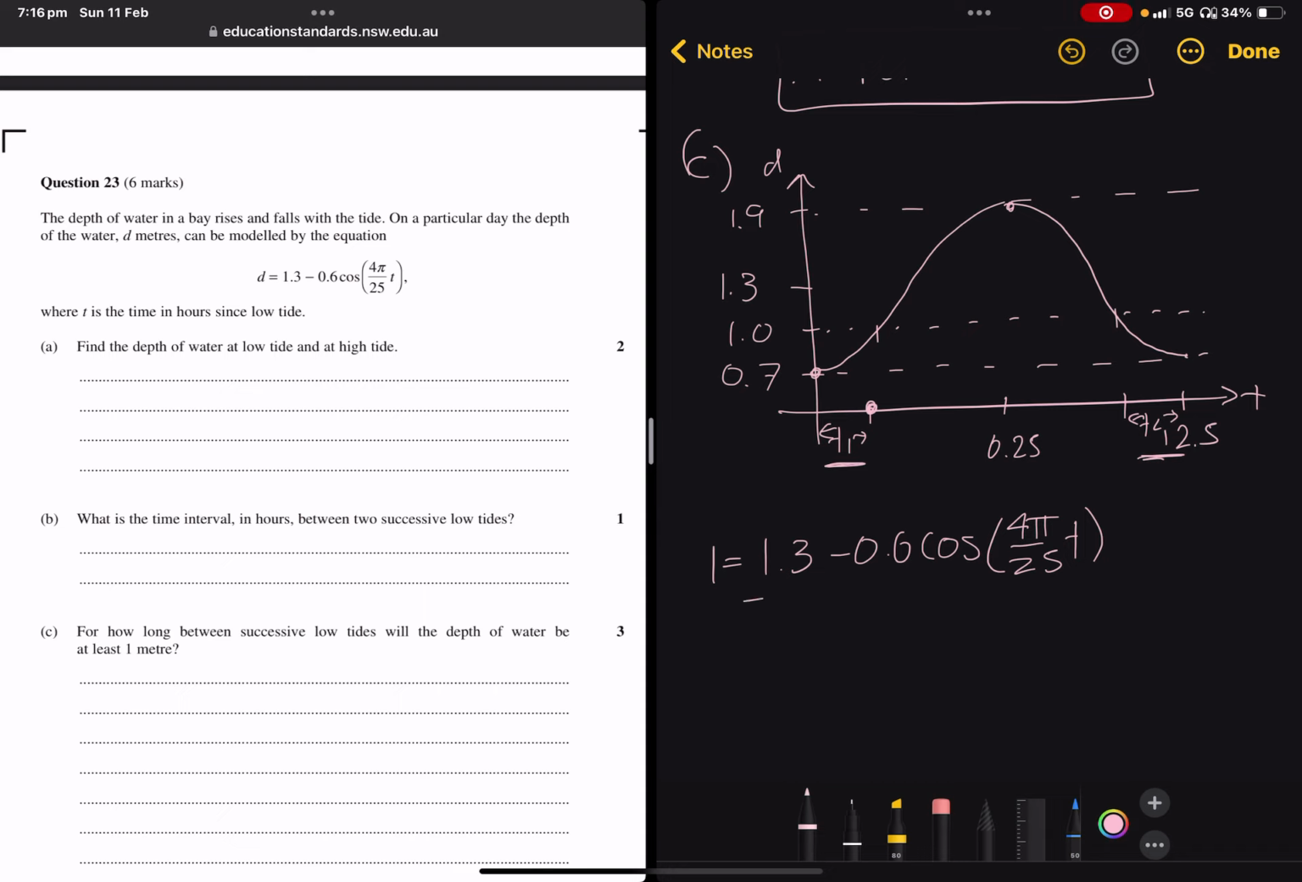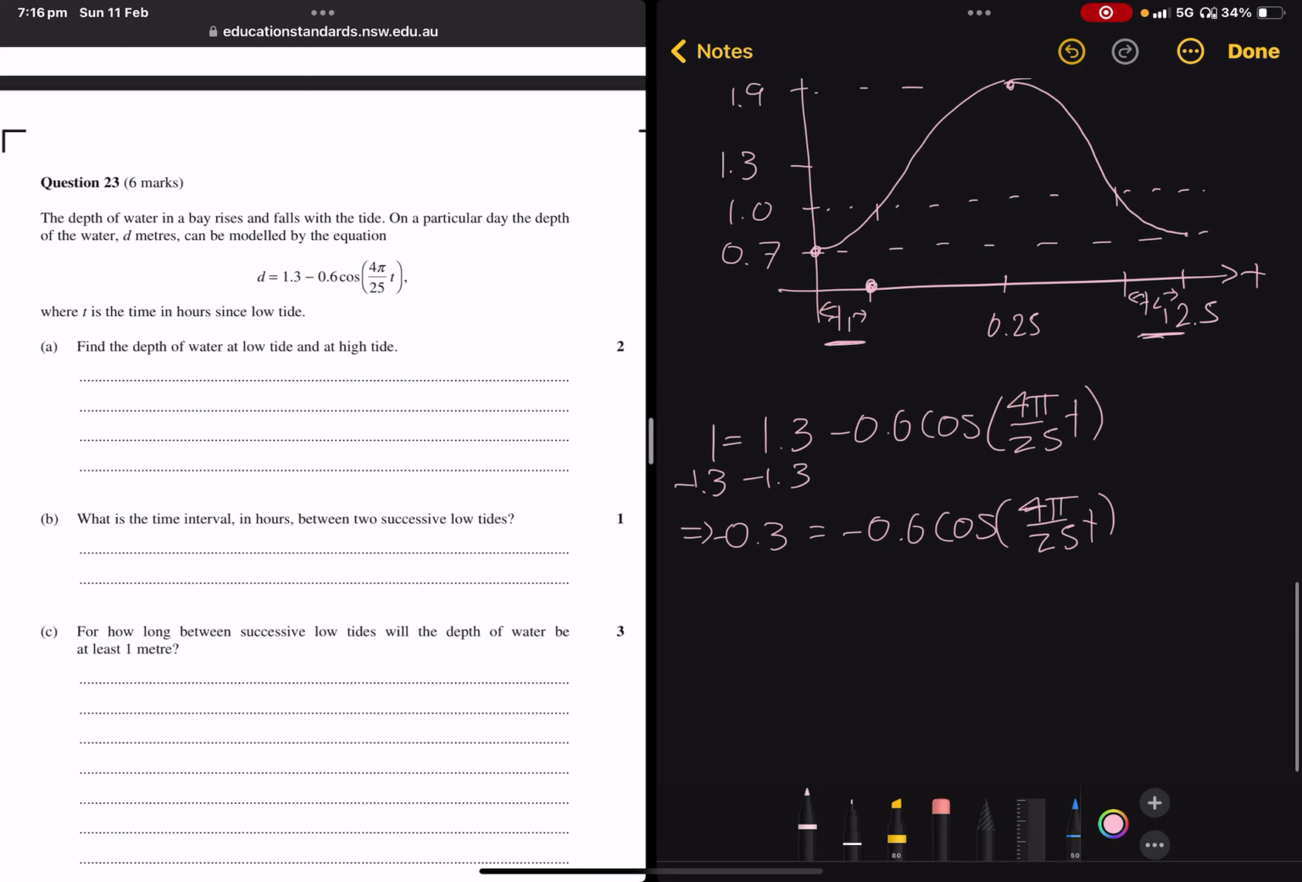So if we minus 1.3 from both sides, this gives us minus 0.3 is equal to minus 0.6 times cosine of 4 pi on 25 times time. And remember, when we do these kinds of equations, we're really just solving trig equations at this stage. So divide by minus 0.6, divide by minus 0.6. This gives me a half equals cosine of 4 pi on 25 times time.